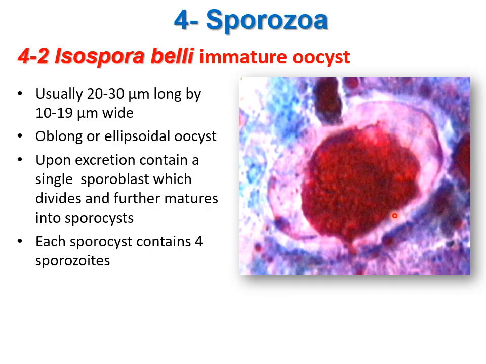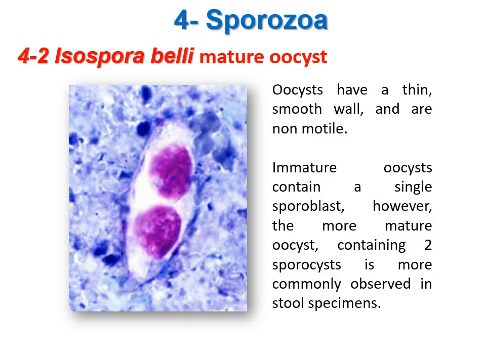So that unsporulated immature oocyst will require a certain period of time in the outside environment to become infective, and whenever it becomes infective, it will contain 2 sporocysts, because the sporoblast will divide into 2. These will become 2 sporocysts, and each will contain sporozoites. This is the mature Isospora belli oocyst.